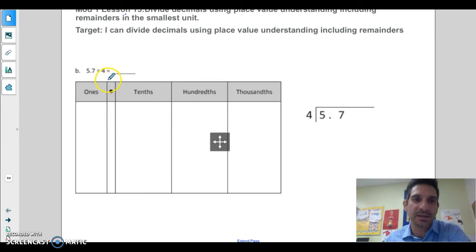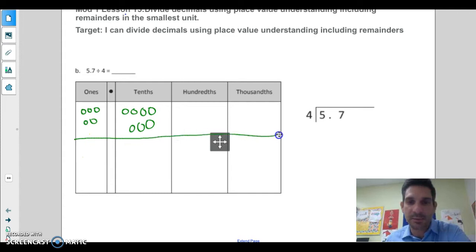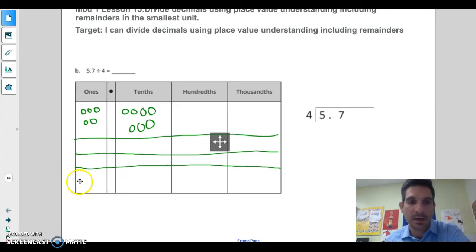5 and 7/10 divided by 4. So I'm going to do 1, 2, 3, 4, 5. So I got 5 ones, and I have 7/10. 2, 3, 4, 5, 6, 7. So there's 5.7. Now I'm going to draw a line across, and I'm going to divide this into 4 down here. Why, you ask? Because it's divided by 4. 1, 2, and 3. So there's my 4 spaces.